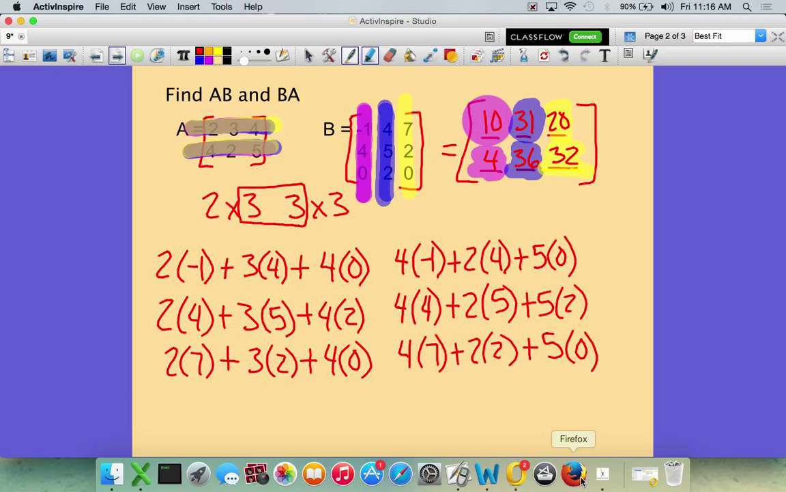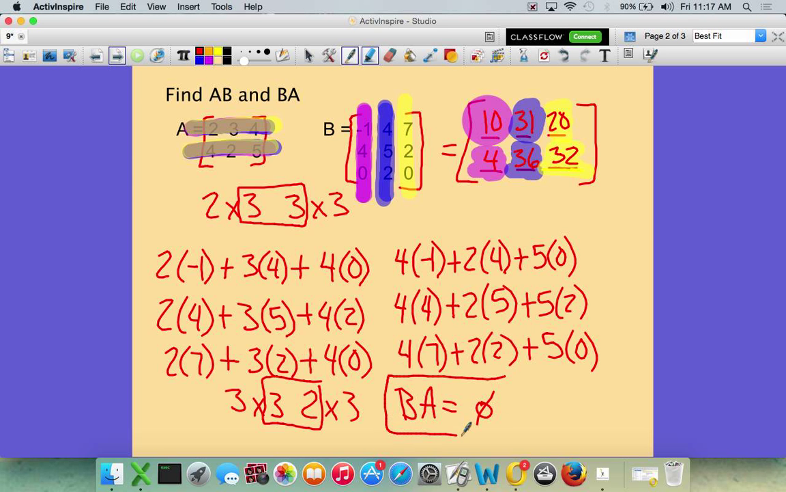To find b times a, we actually still have enough room up here to be able to solve this. The dimensions of b are 3 by 3. The dimensions of a are 2 by 3. Now we have to look at our middle numbers. Those are not the same, so we cannot multiply these. So the answer to b times a is no solution.